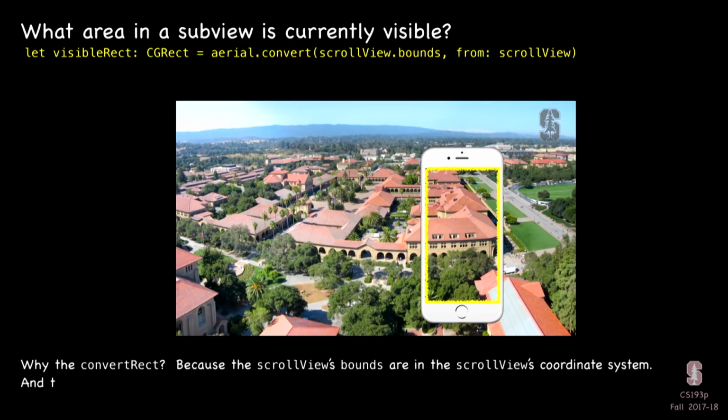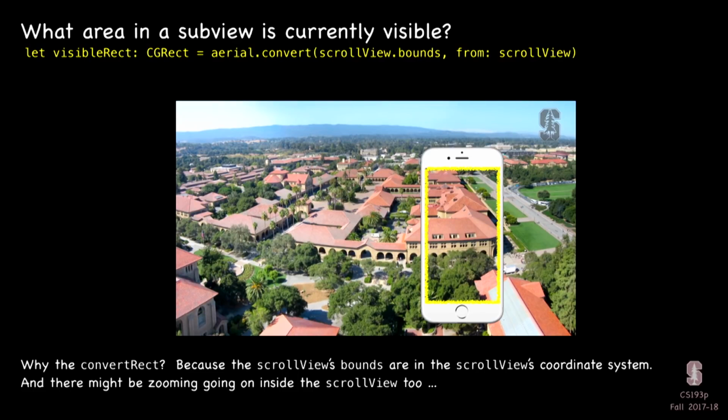And if you're zoomed, you're probably much more interested in what is the rectangle in the content area coordinate system that I'm looking at. Because maybe I'm zoomed way in on one of the windows there in the quad, and I want to know that window. Well, that's going to be a very small rectangle, because I'm zoomed way in on it.